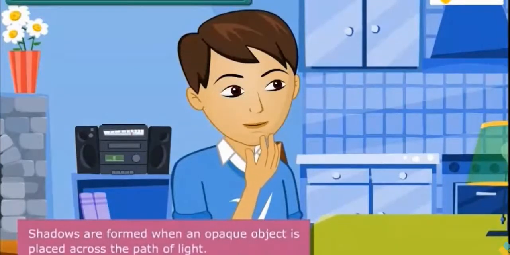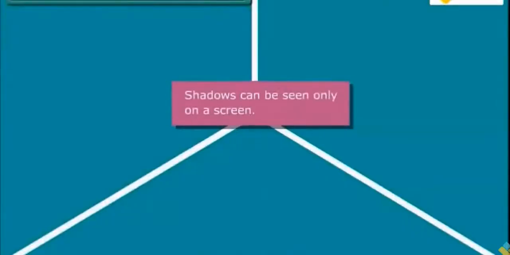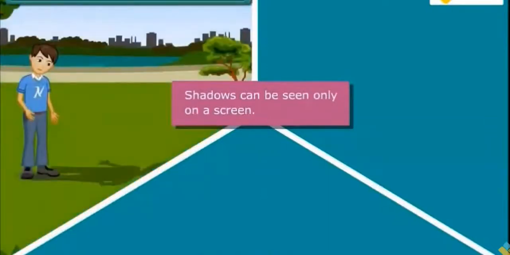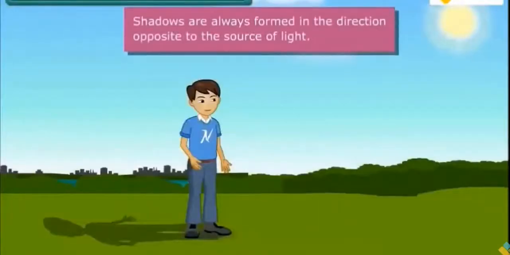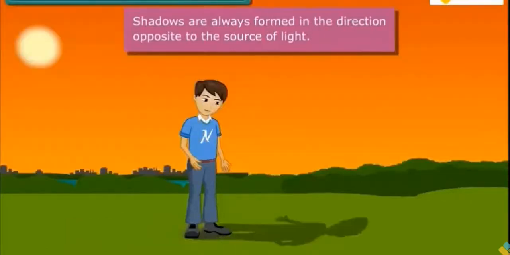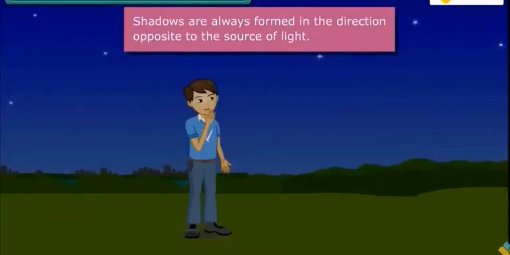Shadows are formed when an opaque object is placed across the path of light. Shadows can be seen only on a screen. The ground, walls of a room, building, and other such surfaces act as screens for shadows. Shadows are always formed in the direction opposite to the source of light. In the morning, since you were facing the sun, the shadow was behind you. In the evening, the sun was behind you, causing the shadow to be formed in front of you. When the sun sets, there was no light. Hence, there were no shadows.